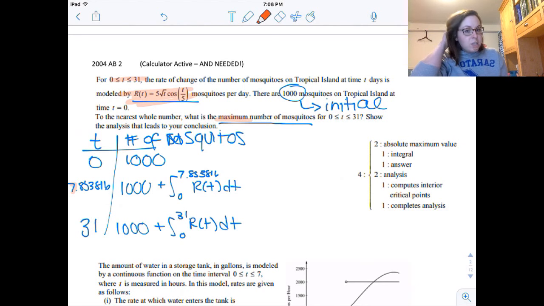So here's how this is graded. This was a 4-pointer. So for the absolute max value, did you use an integral? Did you have the correct answer? And then your actual analysis, did you compute the interior critical points? And did you complete the analysis? So that's what they're looking for on that. Okay, let's look at this next one.